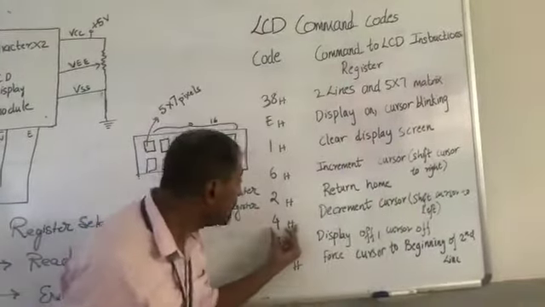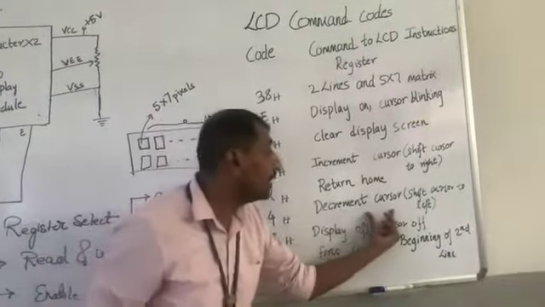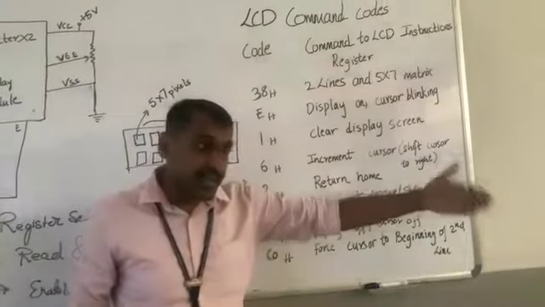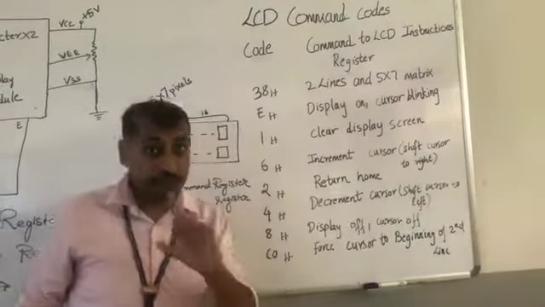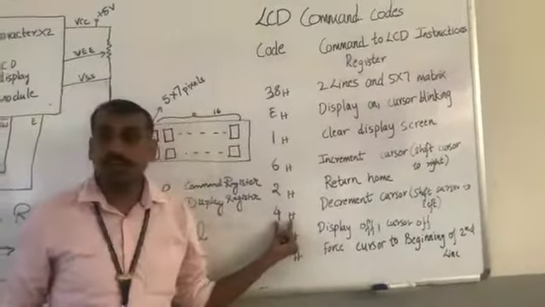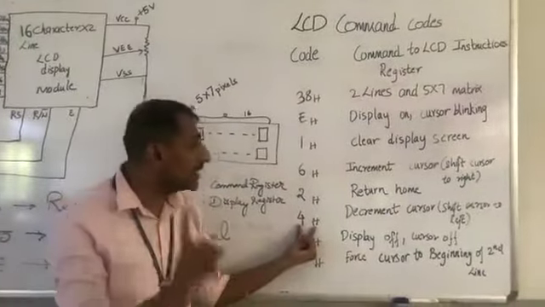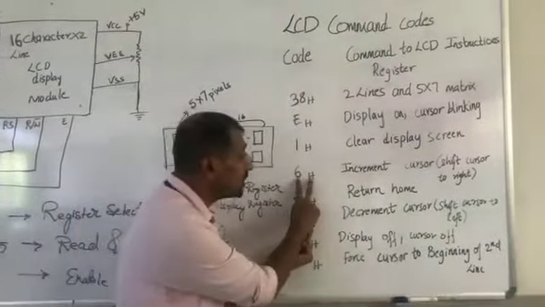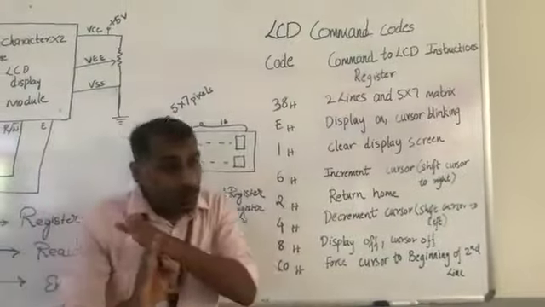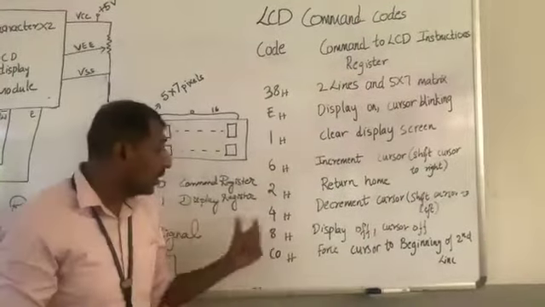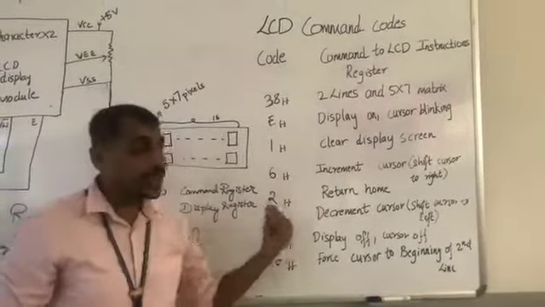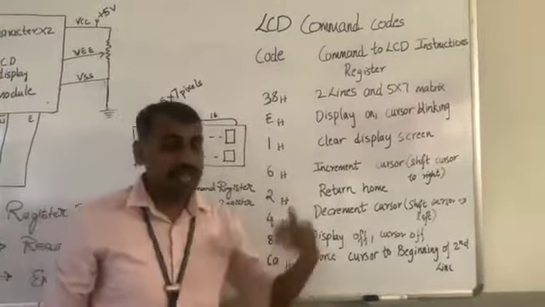Fine? 04H, decrement cursor. The cursor can also be moved from right to left if you would want. In that case, you will have to use 04H. For a display, either you will have to use 06H, in which case it will move from left to right, or you will have to use 04H, in which case the data display will move from right to left.